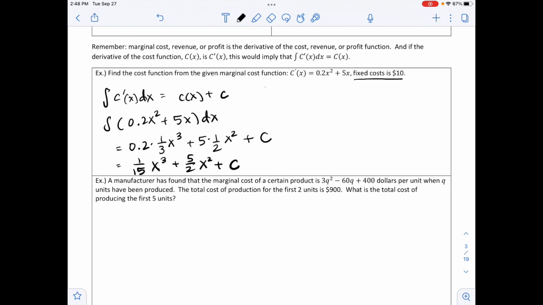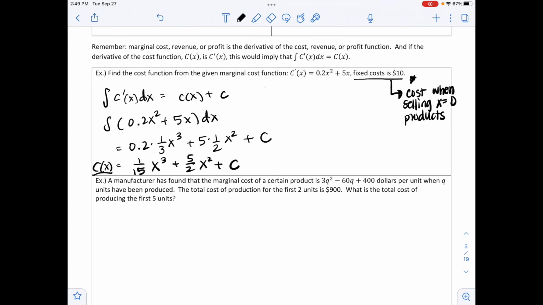So it also tells us that this is our cost function, but we need to take into consideration that our fixed cost is equal to $10. Fixed cost is what doesn't change if we have sold a certain amount of products. So this would be what we would always have as a cost, even if we sell no products. So this is going to be the cost when selling x equals 0 products.